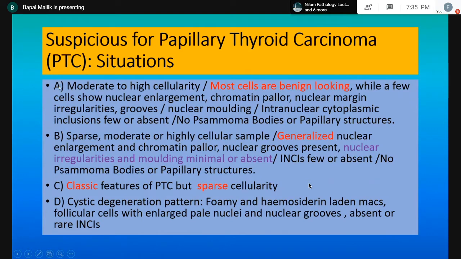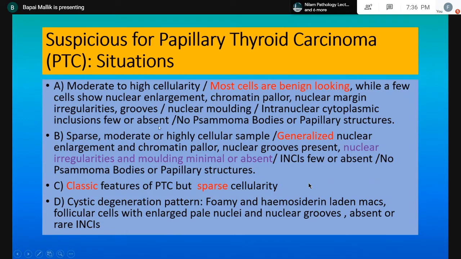In situation A, I'm just calling it A, the cellularity is moderate to high, but most of the cells are benign looking, right? Most of the cells are benign looking, with moderate to high cellularity, but there are a few cells which are going to show nuclear enlargement, chromatin pallor, nuclear margin irregularities, grooves, nuclear moldings. So these are found in a small proportion of cells in a situation where most of the cells are benign.